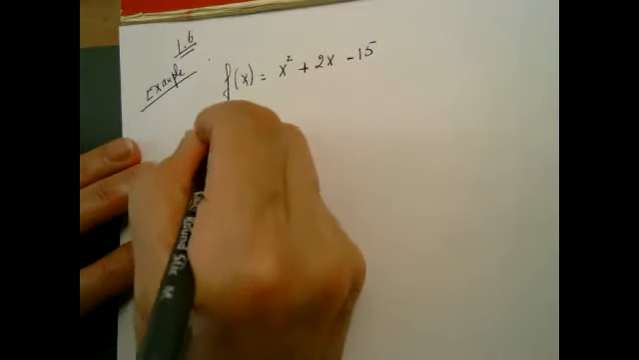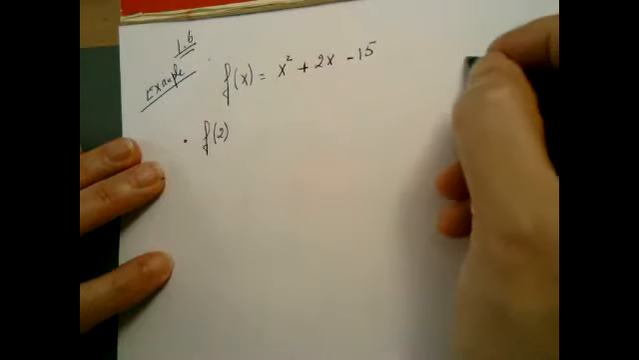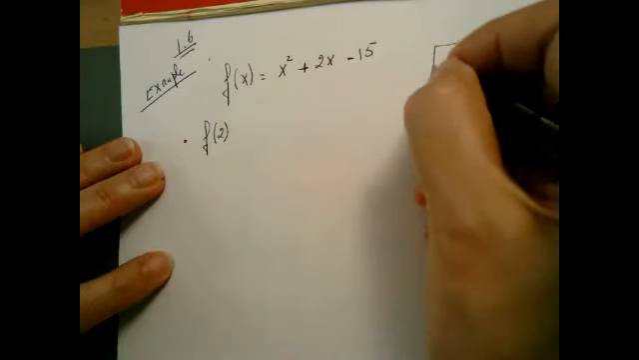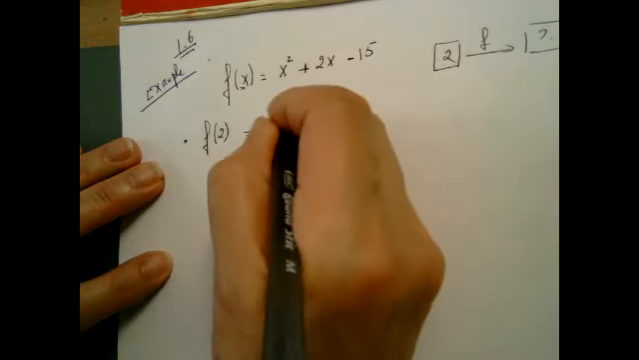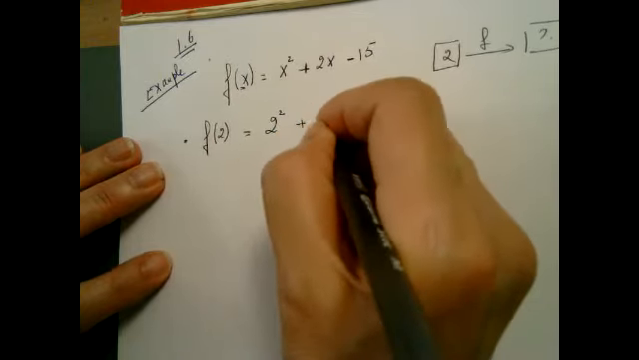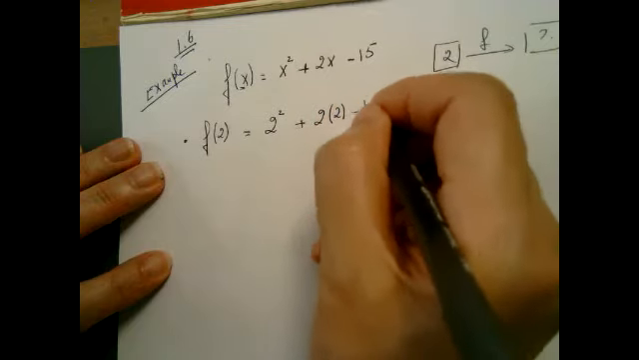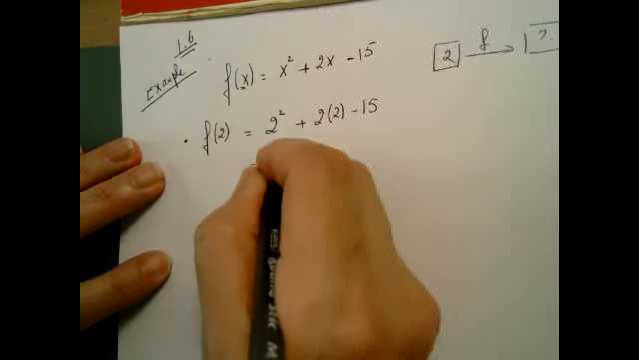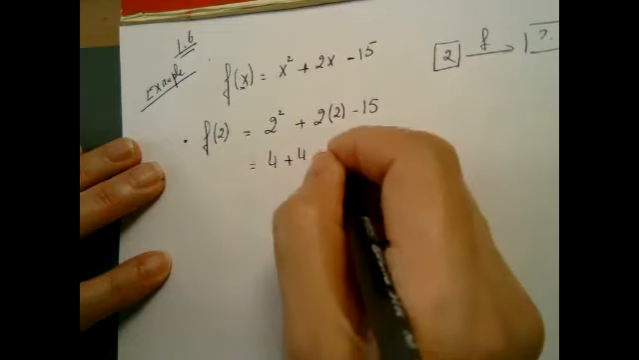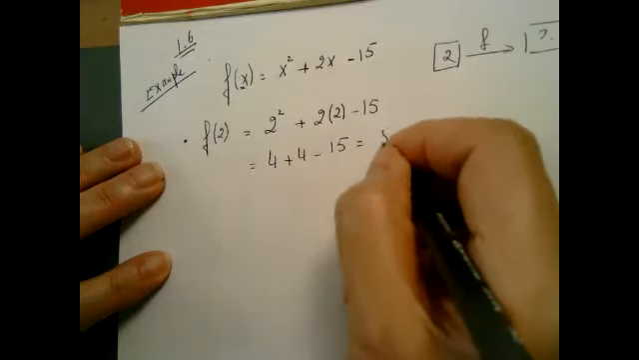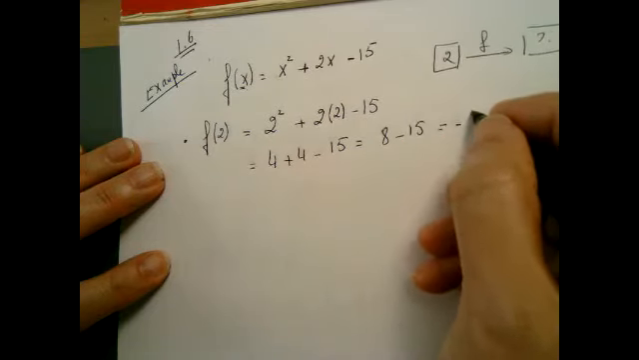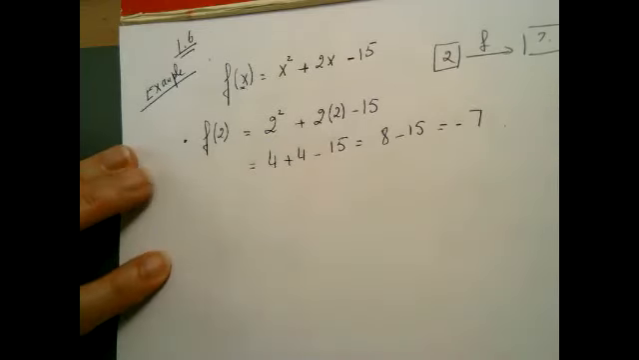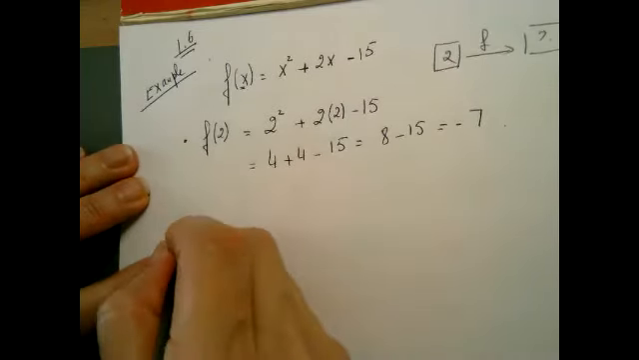So the first question is always my easy question. What is f of 2? It means this is a function. What does it do to 2? Okay, now this is easy. This is an input. It's square the 2 plus 2 times the 2 minus 15. So it's a 4 plus a 4 minus 15. It's an 8 minus the 15, which is how much? Minus 7, I guess. Am I right? Yes. All right.